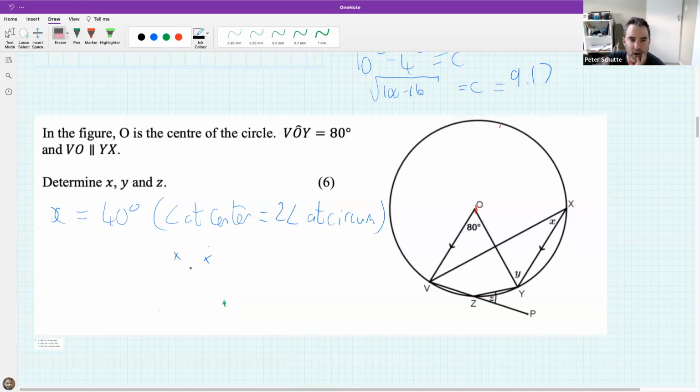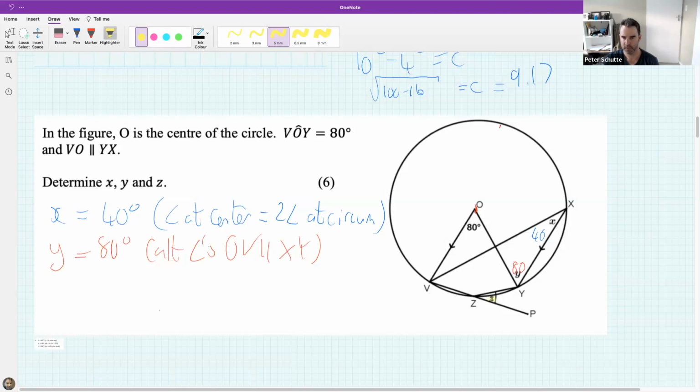Yes. Okay, now, what about Y? I think Y was a bit easier. Y is just going to be 80, alternate angles. And what are my parallel lines? It's going to be OV parallel to XY. So we know that this is 80 and we know this is 40. Now, what about the Z? What do we think the Z is going to be? That's this little one hiding down here.